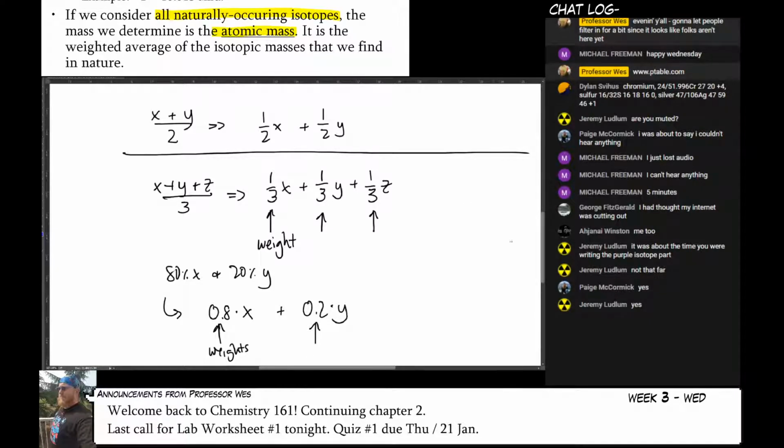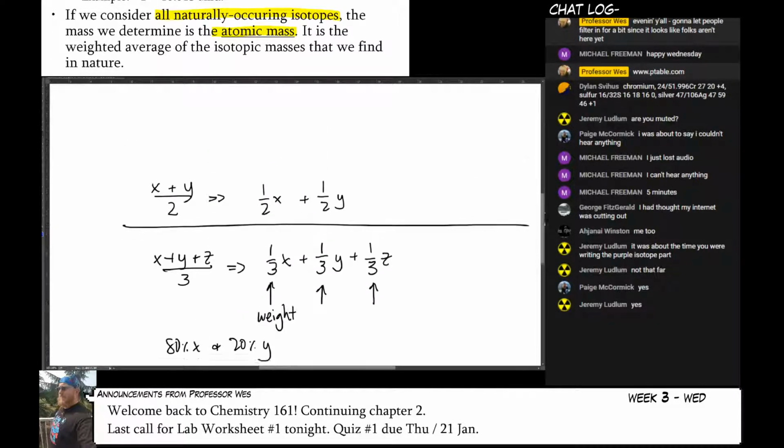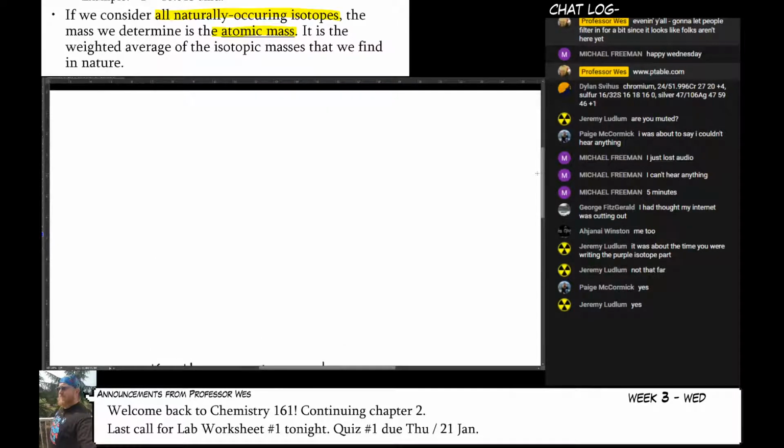So the formula for weighted average is just this. I ran out of space. Let's go to the top then. So the weighted average is equal to how much of the first thing you have times the mass of whatever you have, and then the percent of what the second thing is times its mass. And you just keep doing this over and over until you've got all of them in there.